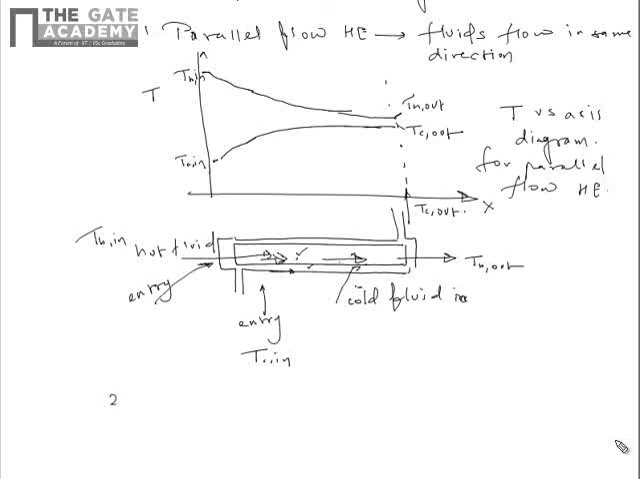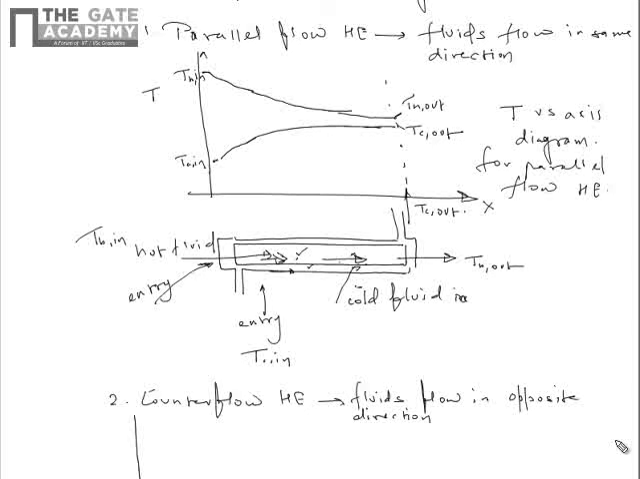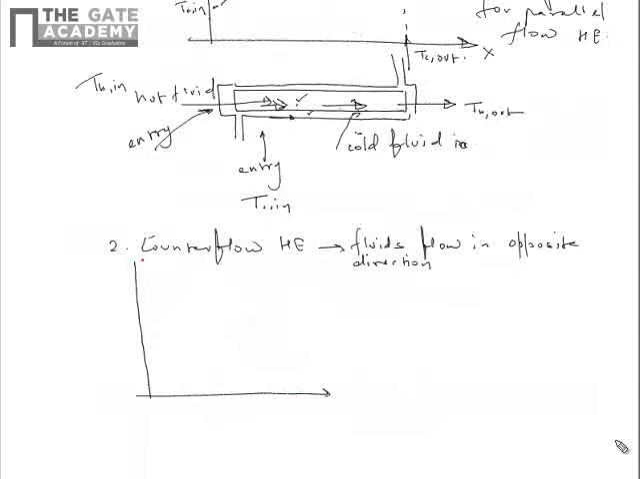The second type of heat exchanger is counter flow heat exchanger. In this type of heat exchanger, fluids flow in opposite directions. So, if we want to draw the temperature diagram along the axis of counter flow heat exchanger, let us say this is temperature, and this is the axis of counterflow heat exchanger.